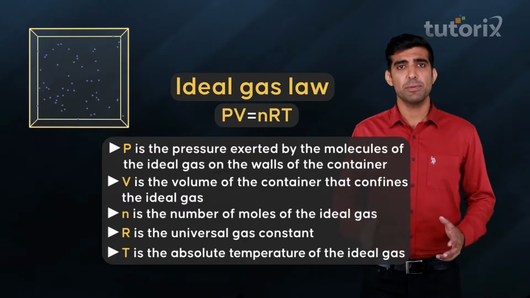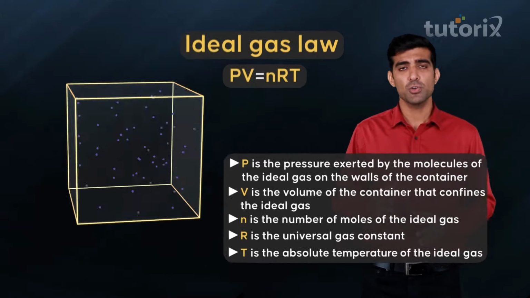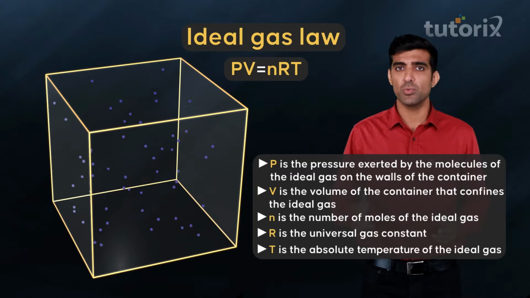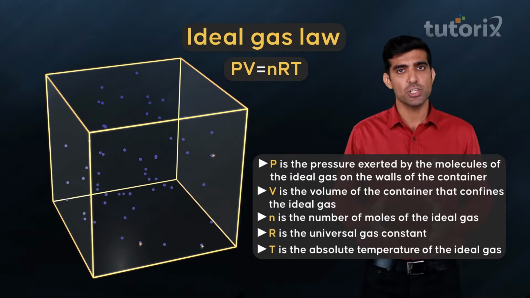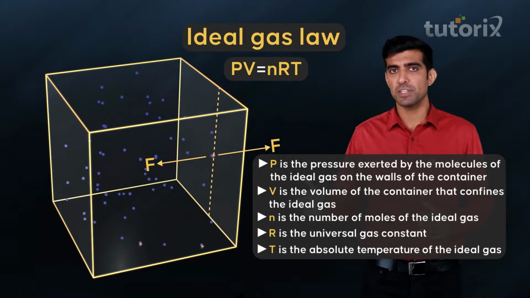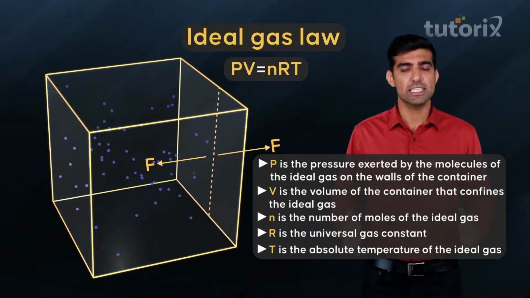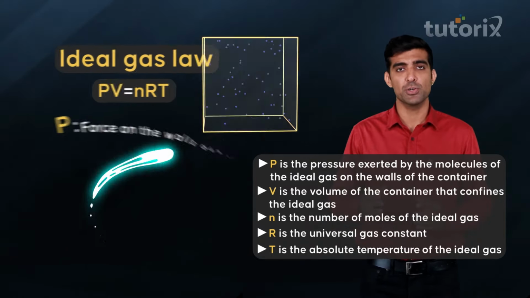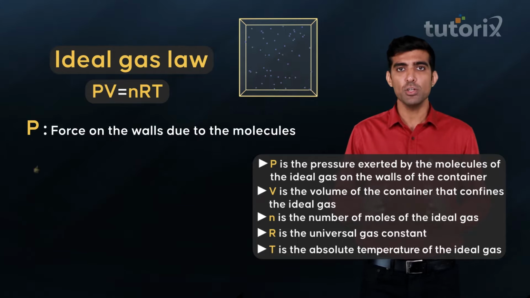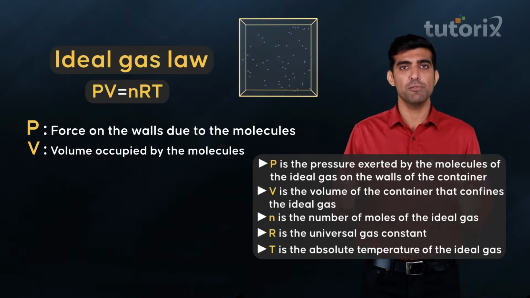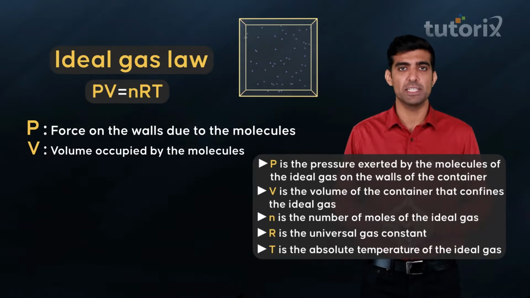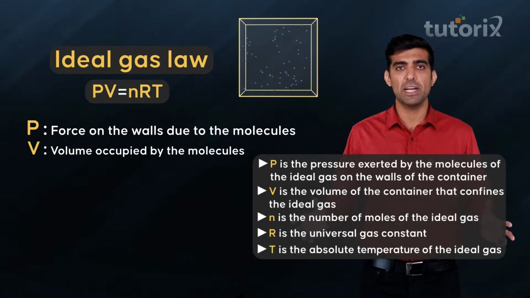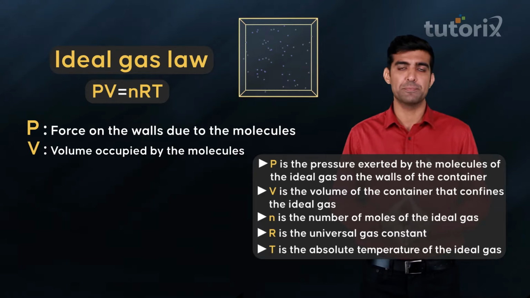The pressure exerted by an ideal gas results from the collisions between the molecules and the walls of the container. Each collision results in some force on the wall of the container, and pressure exerted is nothing else but force per unit area. The volume of the container is the property of freedom of molecules and their movement. So the molecules of the ideal gas move freely and occupy the entire space of the system.